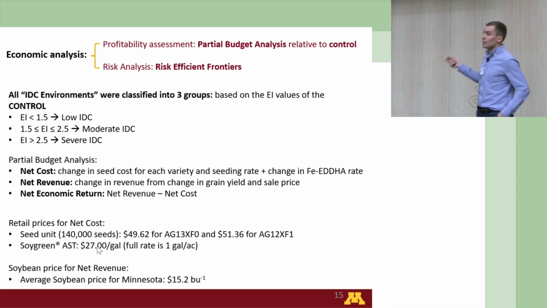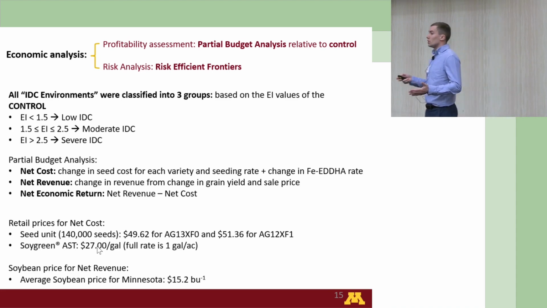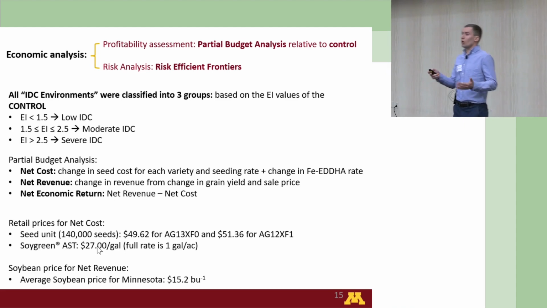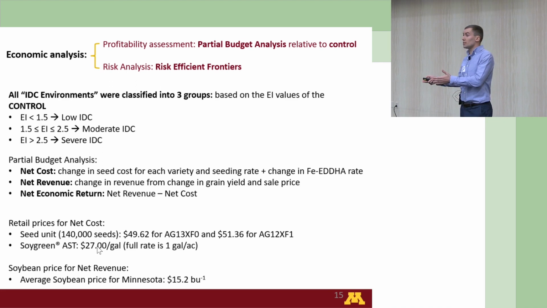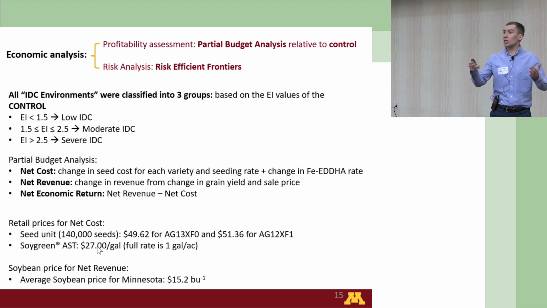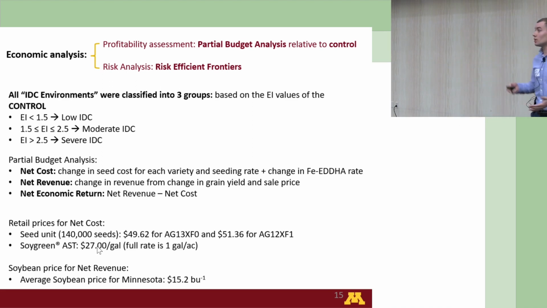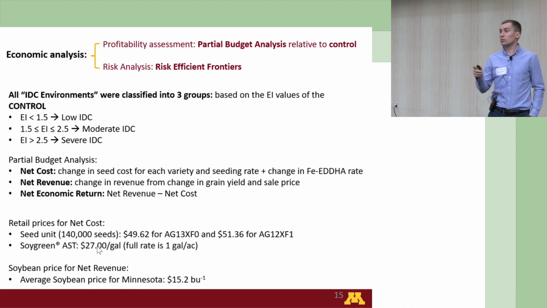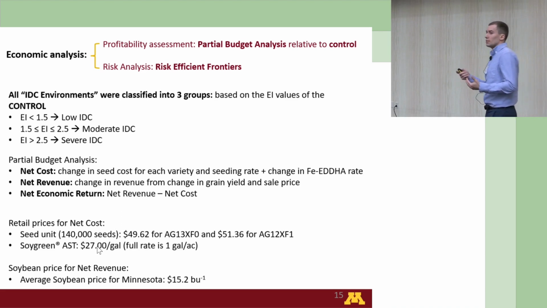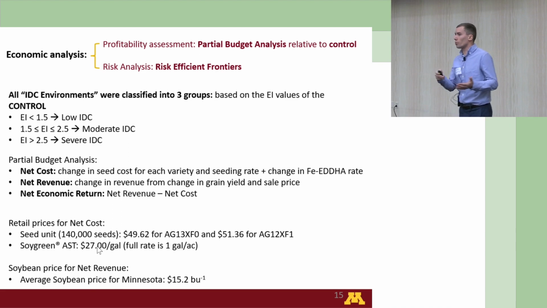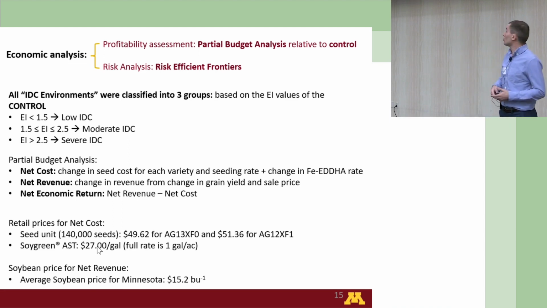So an environmental index lower than 1.5 was considered low IDC. An environmental index between 1.5 and 2.5 was considered moderate IDC. An environmental index greater than 2.5 was considered severe IDC. Furthermore, net economic returns were combined across low and moderate IDC because an ANOVA for grain yield showed that these treatment combinations performed similarly within these 2 classes.